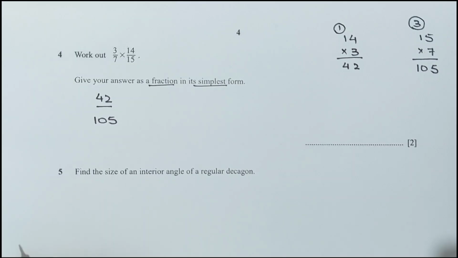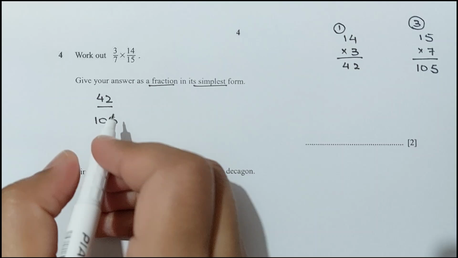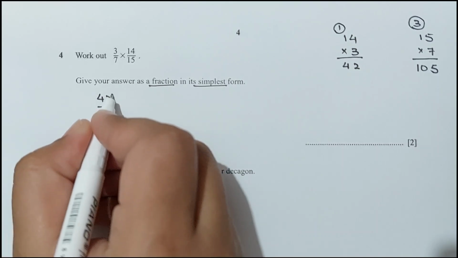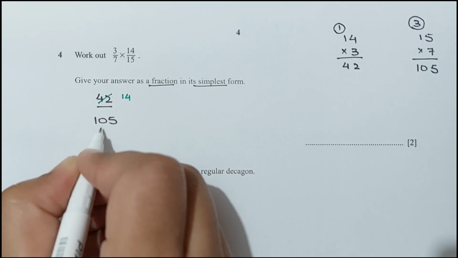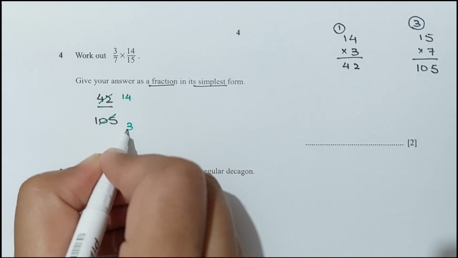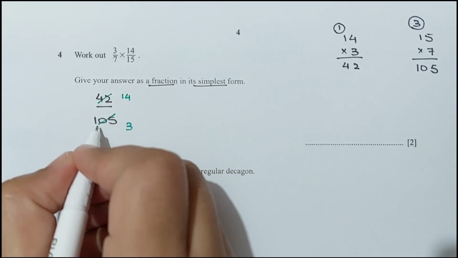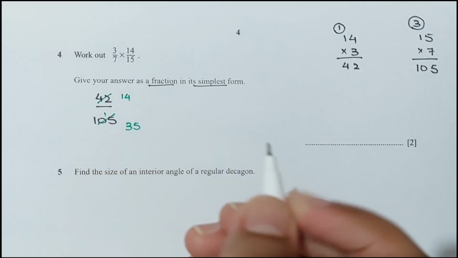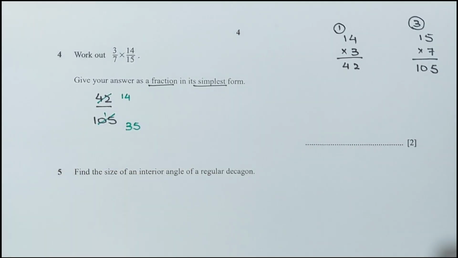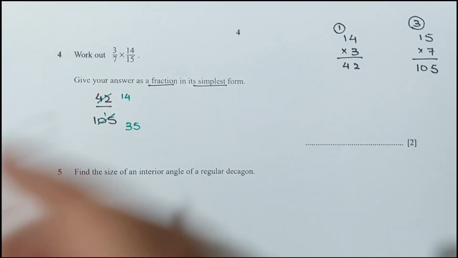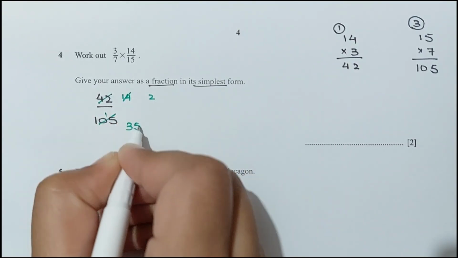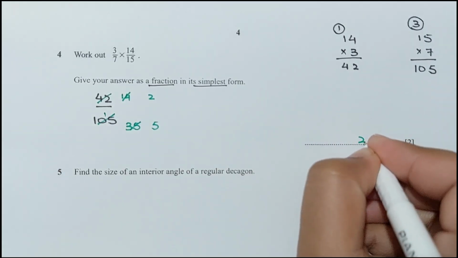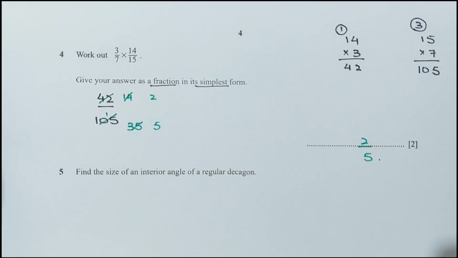Now let me convert this into simplest form. We cannot divide it by 2, but it is divisible by the 3 times table. 3 times 1 is 3, 3 times 4 is 12, 3 times 3 is 9, 3 times 5 is 15. Okay, now 14 over 35. We can divide it by the 7 times table. 7 times 2 is 14, and 7 times 5 is 35. So 2 by 5 is the fraction in its simplest form.